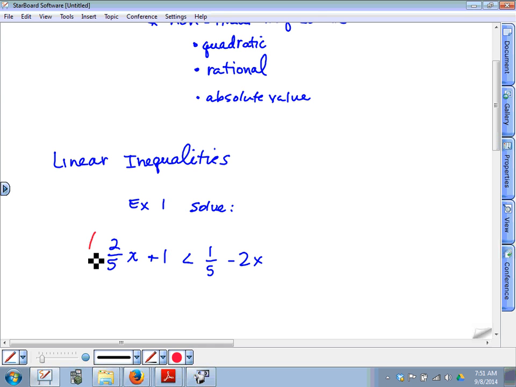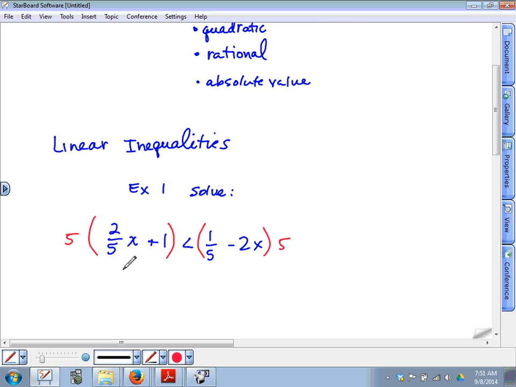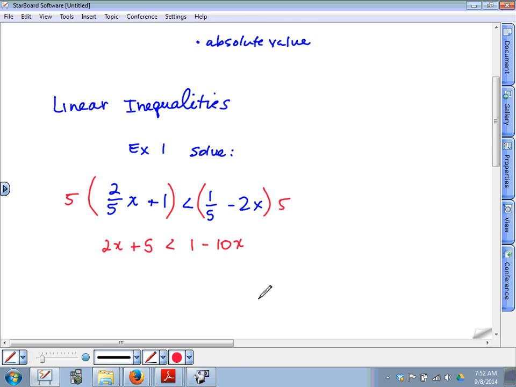Quick and painless. Multiply the left side by 5. Multiply the right side by 5. So you're going to get 2x plus 5 is less than 1 minus 10x. You see how easy it is to get rid of fractions? All right, now what?